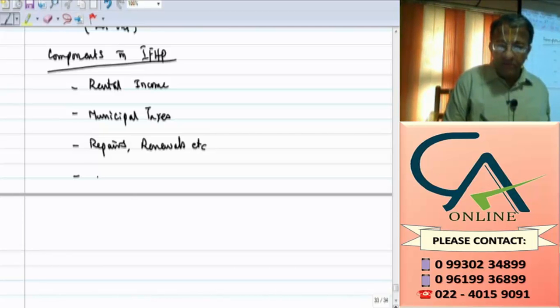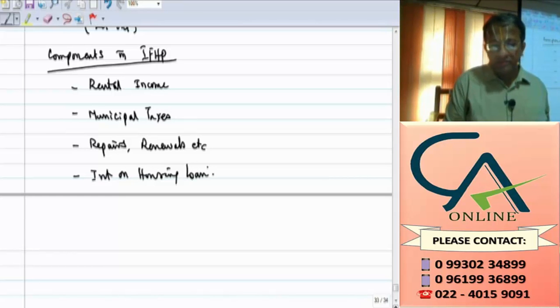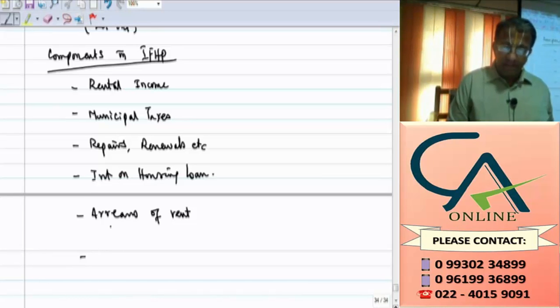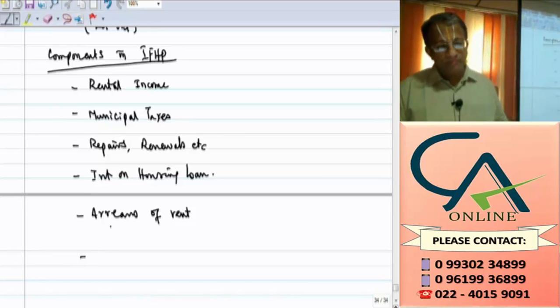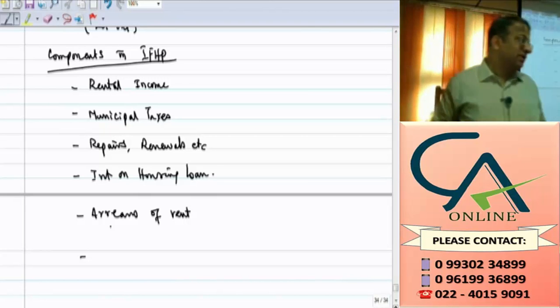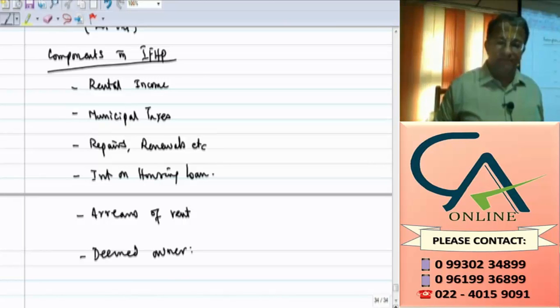You have something called interest on housing loan. Or you are suffering. Then? No, that will not come under income from house property because that becomes a capital. So, these are the components, there are some more that we will be talking about.